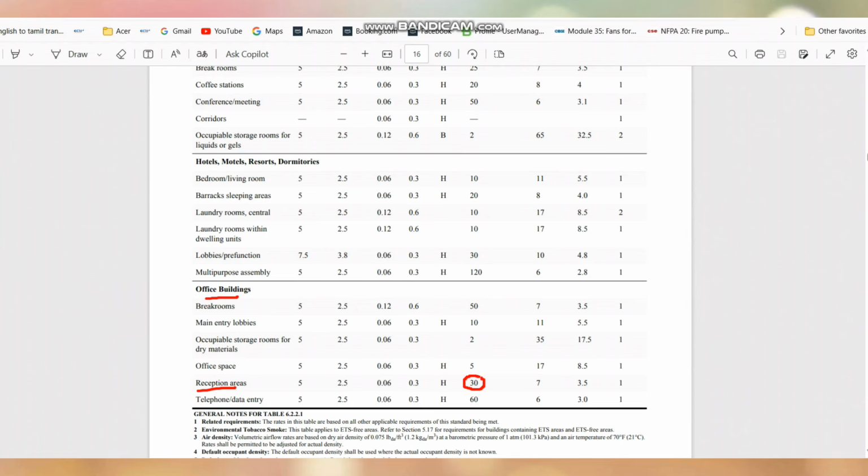And coming to the flow rate, there is no change. For the full office building we follow the same flow rate. That is 2.5 liter per second for one person and 0.6 liter per second per meter square. So this is for the break room, and for all the remaining rooms you can see here this is only 0.3 liter per second per meter square and 2.5 liter per second for one person. And the number of people is very high, like 30. Earlier it was 5 for the office space.